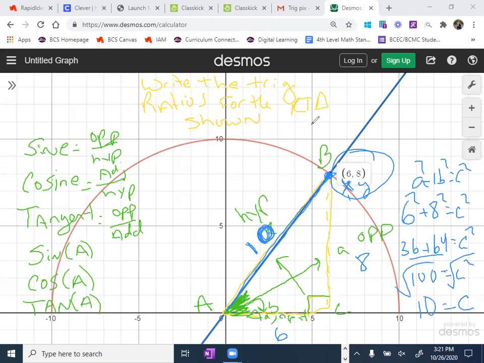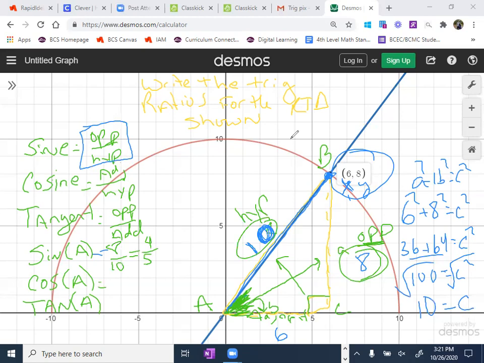Now we've got everything we need to find sine, cosine, tangent, okay? So let's go, and we're going to reference what we have here. So sine is opposite over hypotenuse. So I started with this green angle there, and I say, okay, well, sine is opposite, so I go opposite 8 over the hypotenuse, which is 10. So I just write 8 over 10, and that simplifies to 4/5.